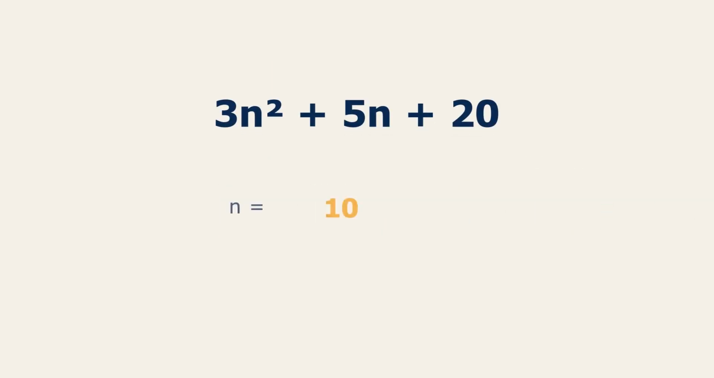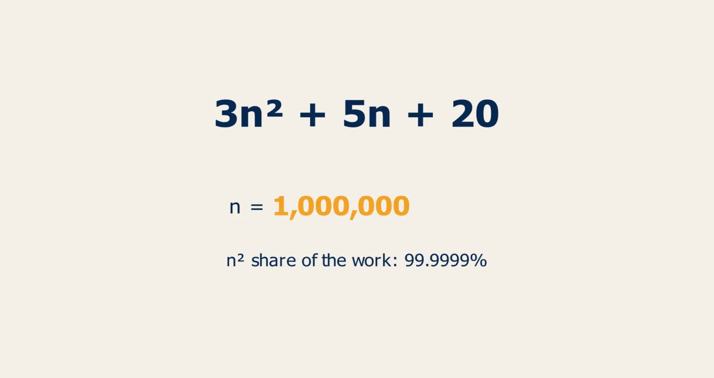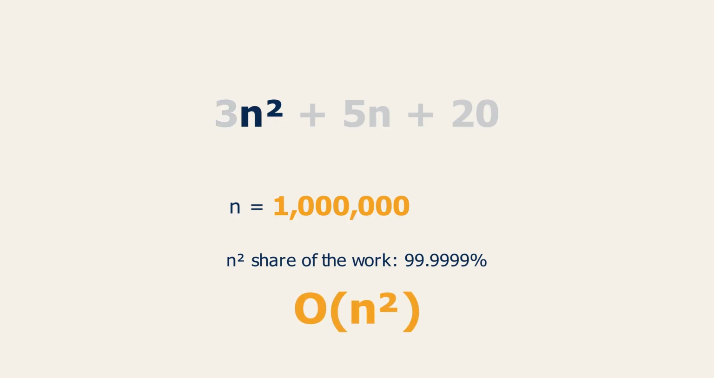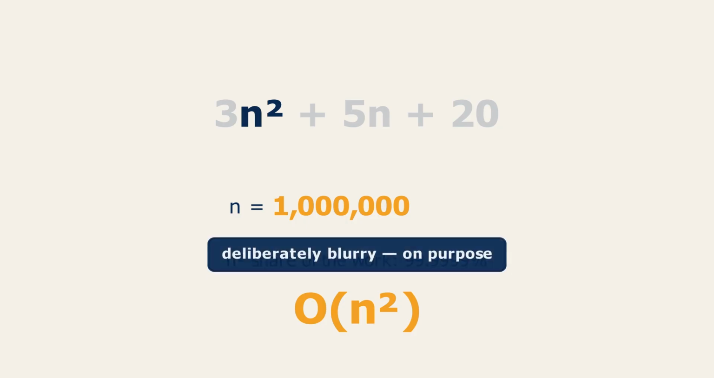Real code is messy. Maybe your function does 3n squared steps plus 5n plus 20. Big O throws almost all of that away. Why? Watch what happens as N gets huge. At 1,000,000 items, the N squared term is doing 99.9% of the damage. The rest is a rounding error, so we keep only the fastest growing term and drop the constants. Big O is deliberately blurry, and that's its superpower.